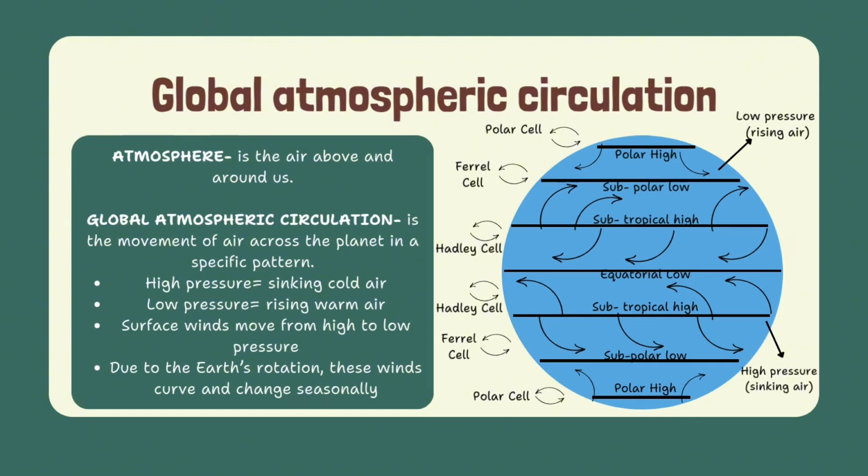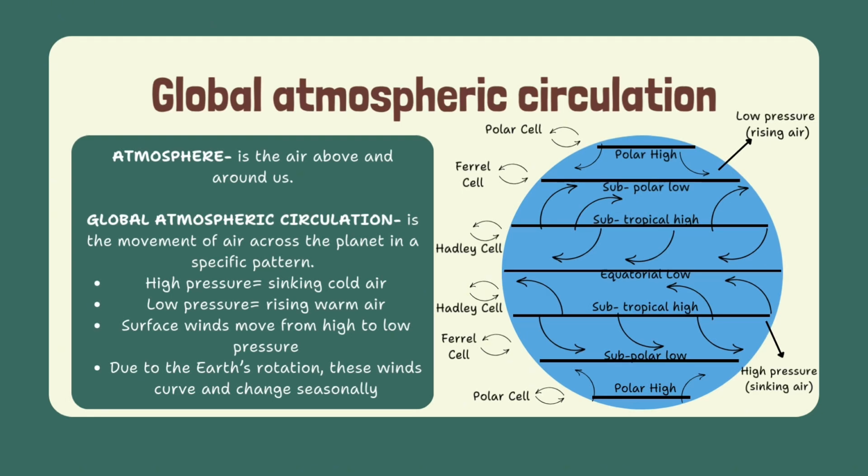Before we look at tropical storms, we need to learn about global atmospheric circulation. It concerns the atmosphere, which is the air above and around us. It's the movement of air in the atmosphere, across the planet in a specific pattern. When we talk about high pressure, we mean sinking cold air. And when we refer to low pressure, we mean rising hot air.